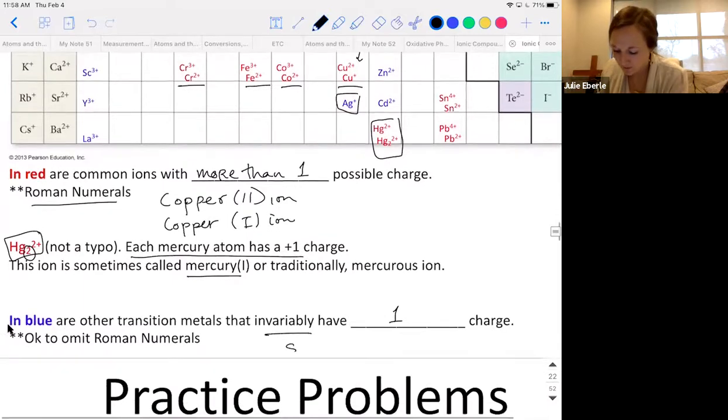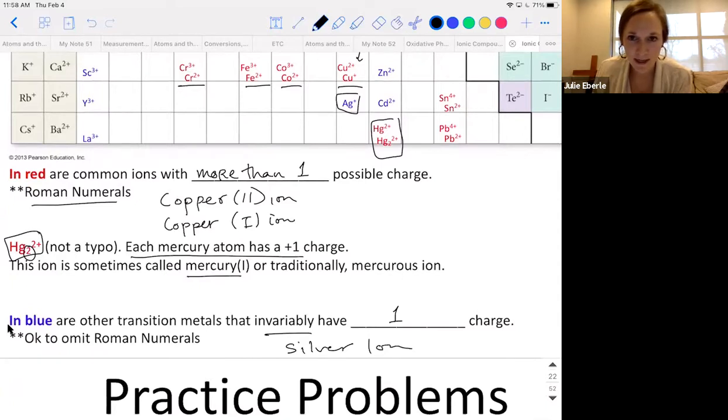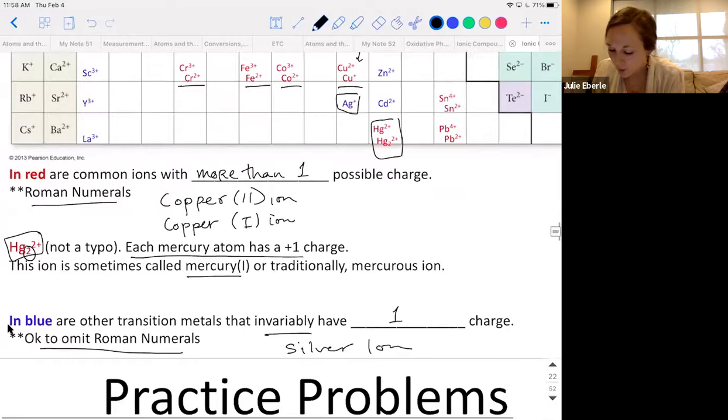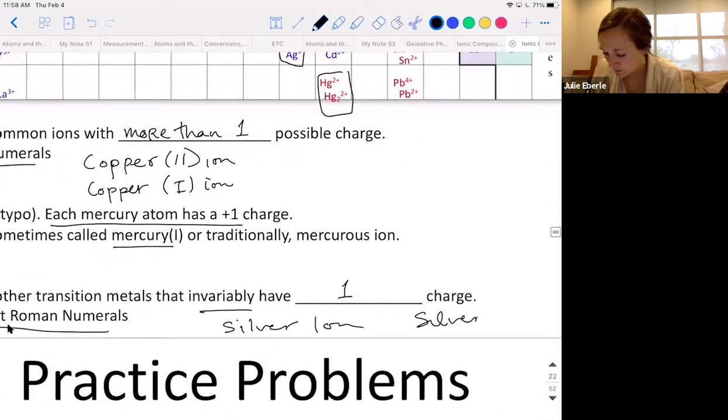So if I just write the silver ion, you know what I mean, because there's only 1 silver cation. It's a +1, so it's okay to omit Roman numerals. Now, you're probably like, gosh, I don't know when to omit them or when to include them. Well, that's why you have this slide. But if you were to write the silver 1 ion, I'm not going to take off points. It's a little redundant when you know better, but it's okay in this case. Now, if you forget Roman numerals when you should have them, I will take off points.